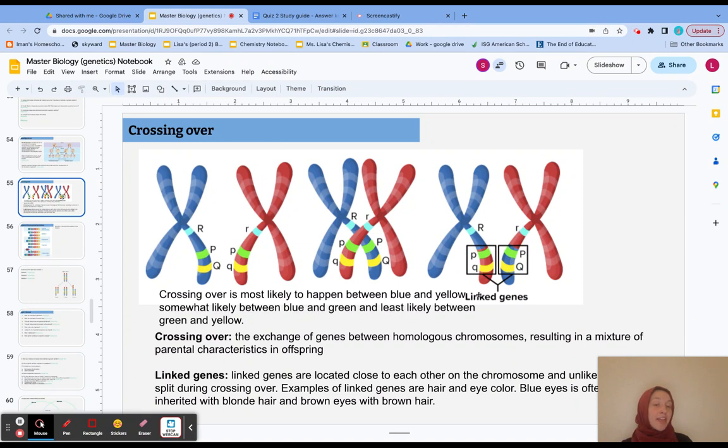These genes that are close together are called linked genes, okay? Because crossing over is unlikely to happen between them. Our example was eye color and hair color. For example, if I have one chromosome with brown hair, brown eyes, but they're linked, they're close together, and I have one with blonde hair, blue eyes, likely the gametes that are formed will either inherit the blonde hair, blue eyes, or the brown hair, brown eyes. It won't be blonde hair with brown eyes, or brown hair with blue eyes. It's very unlikely because these genes are close together on the chromosome.